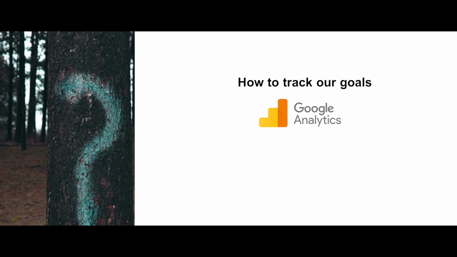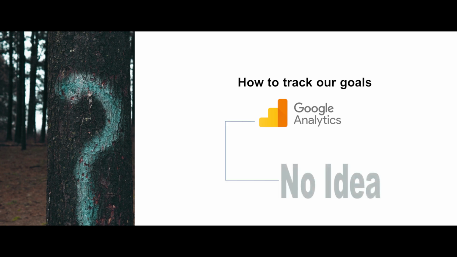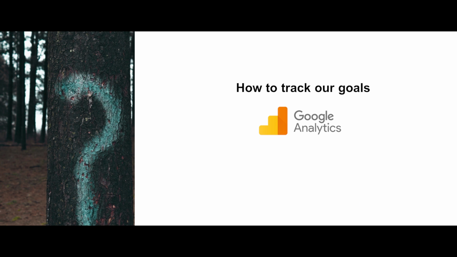But the main question is how to track our goals, whether we have achieved our goals or not. Frankly speaking, Google Analytics has no idea about what our goals are, and it will not track any goal of our website until we ask it to track. Actually, first we have to tell Google Analytics what our goals are. Only then it will start tracking. So let us go to the Google Analytics interface to understand the process of defining the goals.